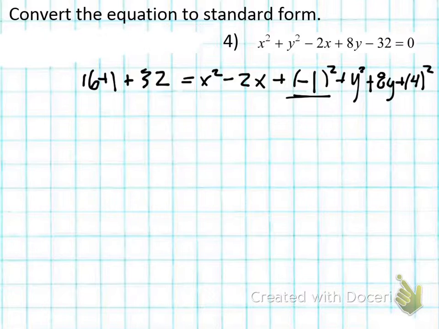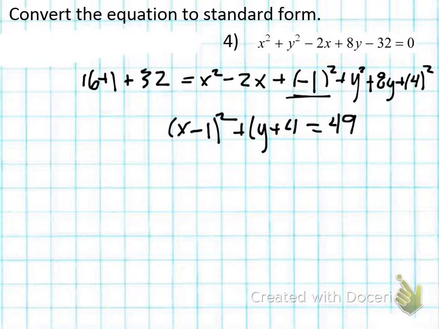16. So when I add these together, I know I flipped sides, I just ran out of space. When I add these together, I get 49, right? Yes. And then with my x's, I have (x - 1) squared. And for the y's, I have (y + 4) squared.